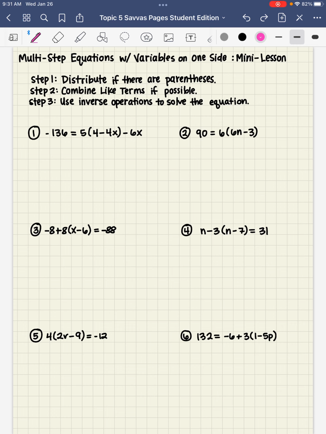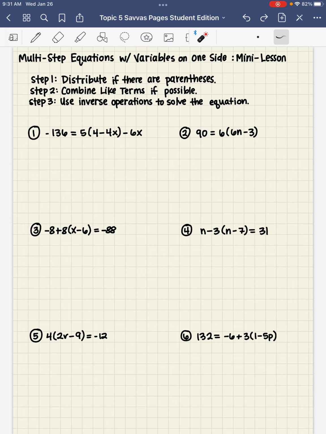So first things first, to solve multi-step equations, we're going to follow these steps. Our first step is always to distribute if there are any parentheses. Distribute means we are multiplying the number outside the parentheses with what is inside of the parentheses, and that's how we get rid of the parentheses. So that's always step one.